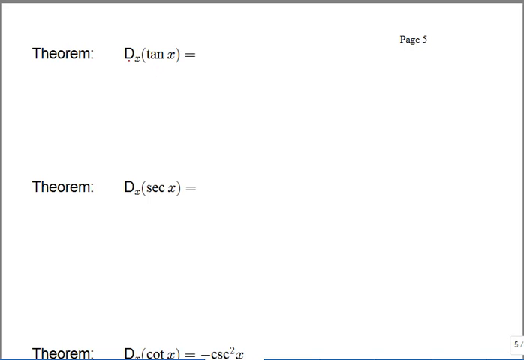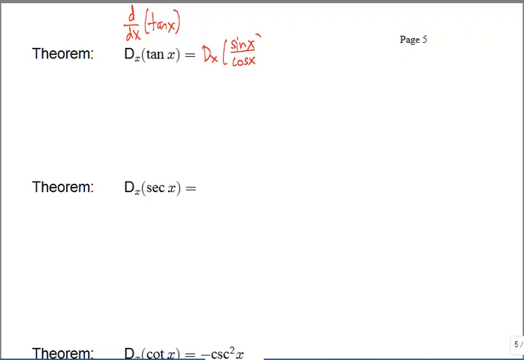Now notice this notation. This big D is like a derivative operator. So this means take the derivative with respect to that little variable x of the function tangent of x. So this is really the same as the derivative with respect to x of tangent x. Now in order to do that, we don't know what the derivative of tangent is, so either you use your limit definition, which is a pain, or you use a little trick. And the trick I'm going to use is that tangent is the same as sine x over cosine x.